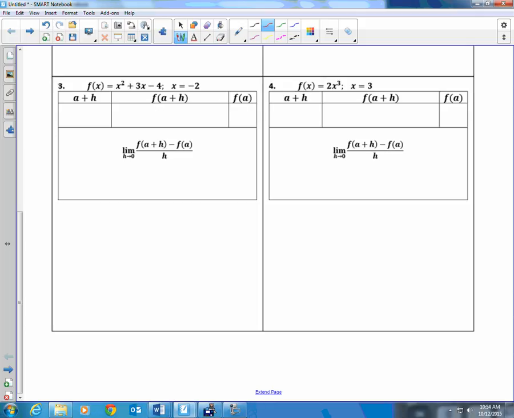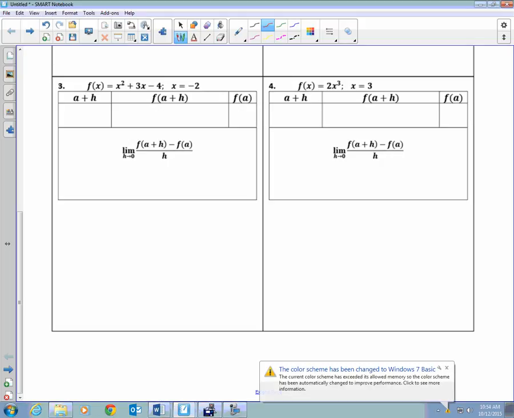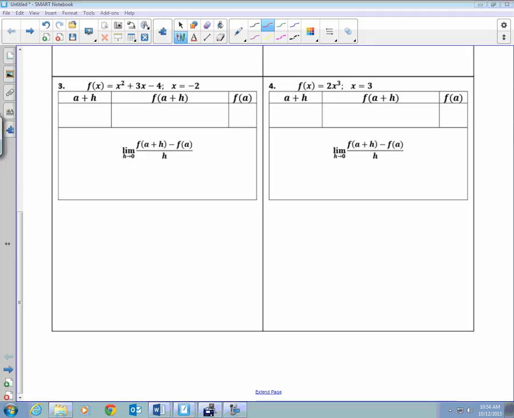We have f of x is x squared plus 3x minus 4 at x equals negative 2. And what we want to do is find the instantaneous rate of change at a given point. In order to do that, we use definition number 2, which is the limit as h goes to 0 of f of a plus h minus f of a all over h. I'm not requiring you to find the actual equation for the line tangent, but rather just the slope of the line tangent. So my a value will be whatever x is. In this case, I have negative 2 plus h, or h minus 2.